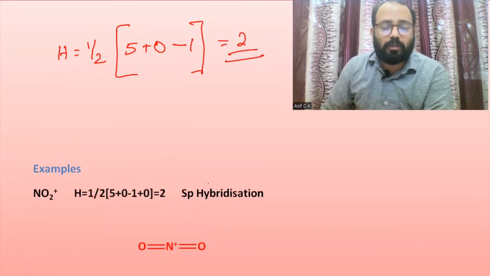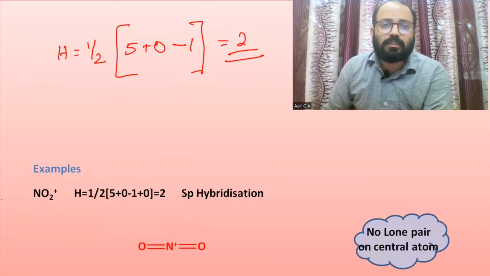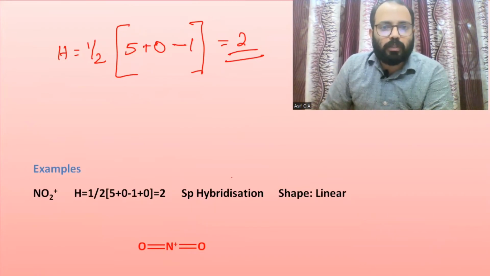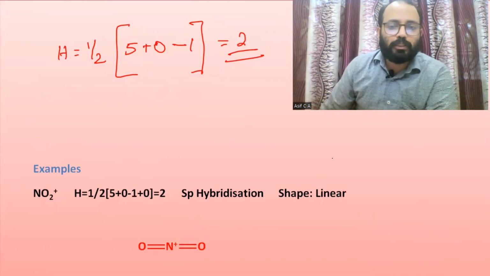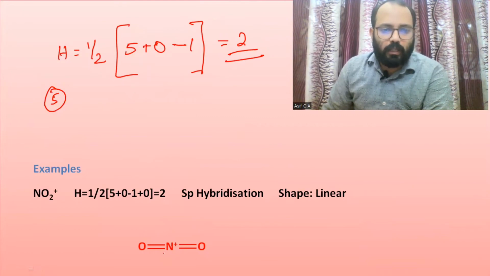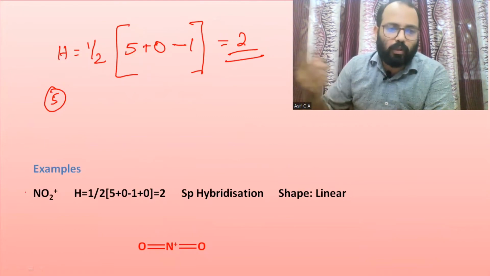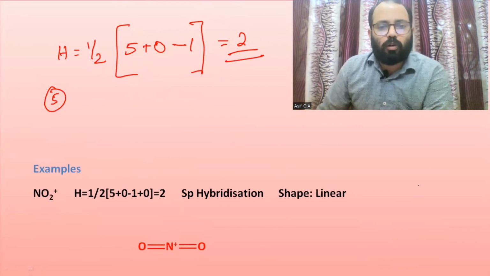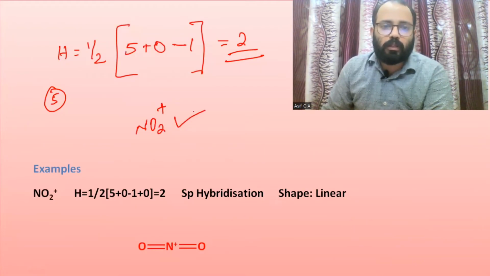If it is 2, it is sp hybridization. When sp hybridization comes, the geometry is obviously linear. The geometry is linear, and the geometry and shape are both linear here. Why? Because there is no lone pair. There are 5 electrons, 4 have formed bonds, and in NO2 plus we have given away one electron. So there is no lone pair, so you will have the linear shape. Very important: what is the shape of NO2 plus? Linear shape.